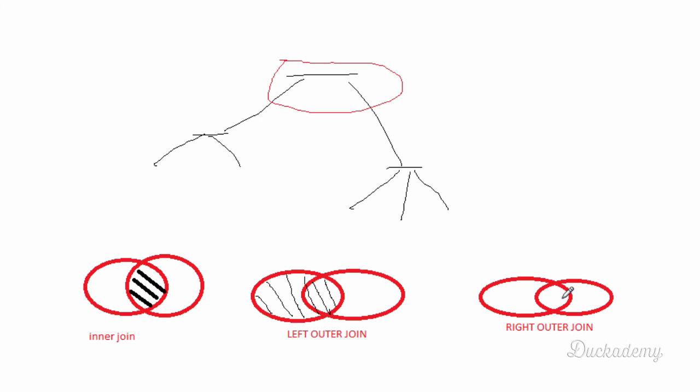And the right outer join will give you back everyone from the right table, even if it has no pair in the left one. Of course, if it has a pair, then it gives you back the pair as well. If it has no pair, then it writes there null as value. So these are the differences between the three joins: the inner join, the left and the right outer joins.